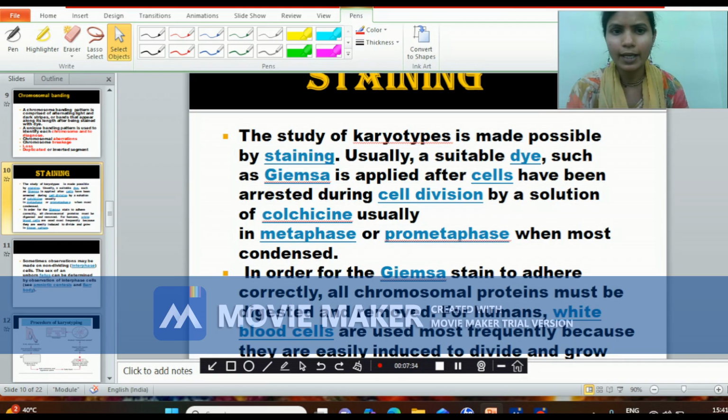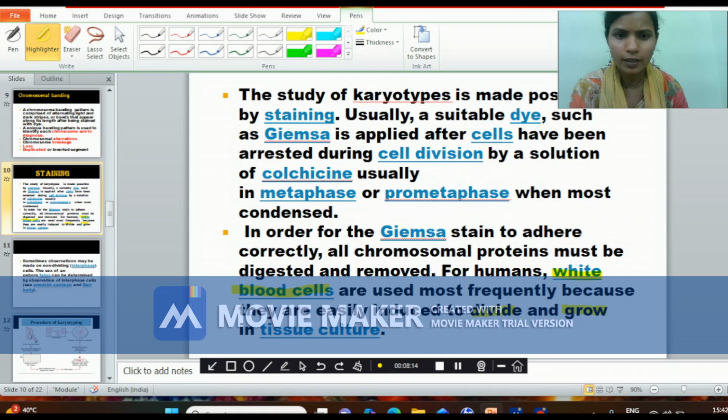Usually a suitable dye, Giemsa, is applied after cells have been arrested during cell division. First colchicine is applied, then proteinization, and then Giemsa stain. The most preferred cell used in the study of chromosomes is the white blood cell, WBC, because it easily divides and grows in a tissue culture.